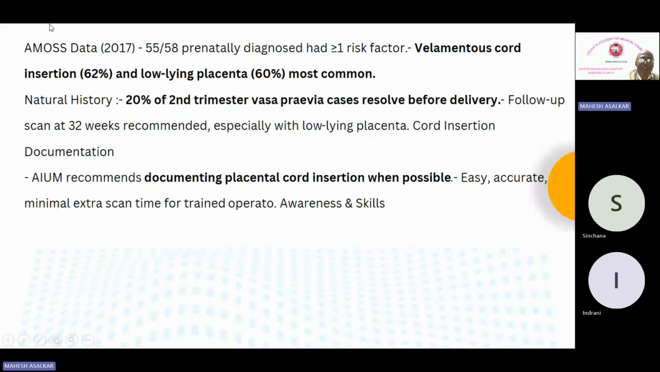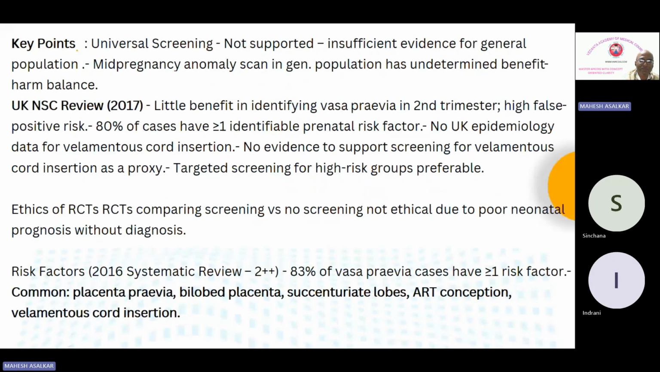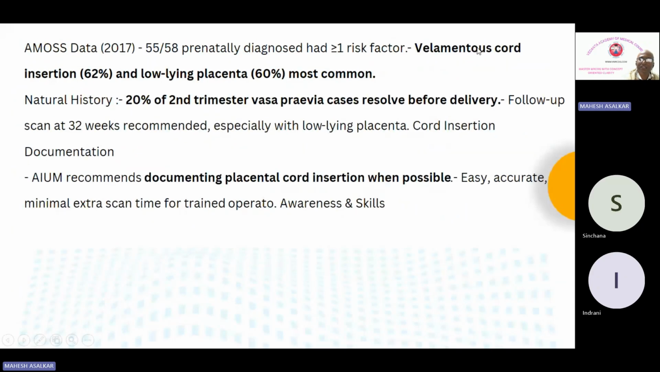Now there is the Australian maternal obstetric surveillance data. Again, more than one risk factor was present in more than 90% of cases, and filamentous cord insertion was seen in 62% of cases, and low lying placenta in 60% of cases. That was an Australian study. They mentioned placenta previa, bilobed placenta, succenturiate lobe, and so on. These are the risk factors, out of which all the options are given. Filamentous cord insertion appears to be more common than low lying placenta.